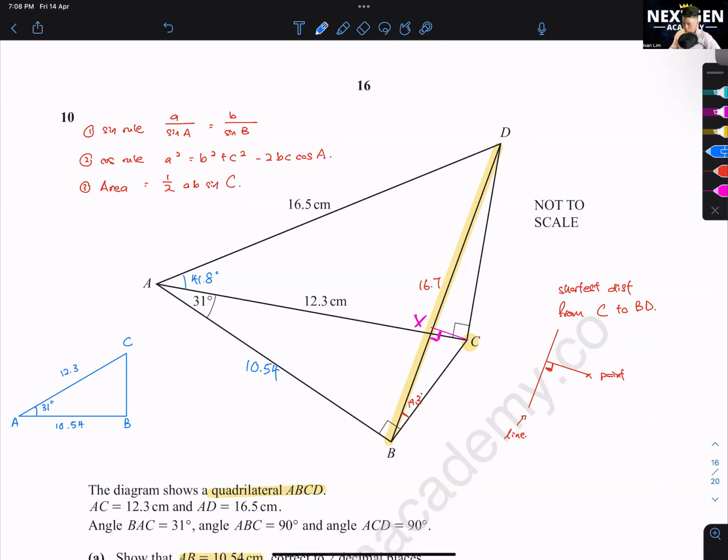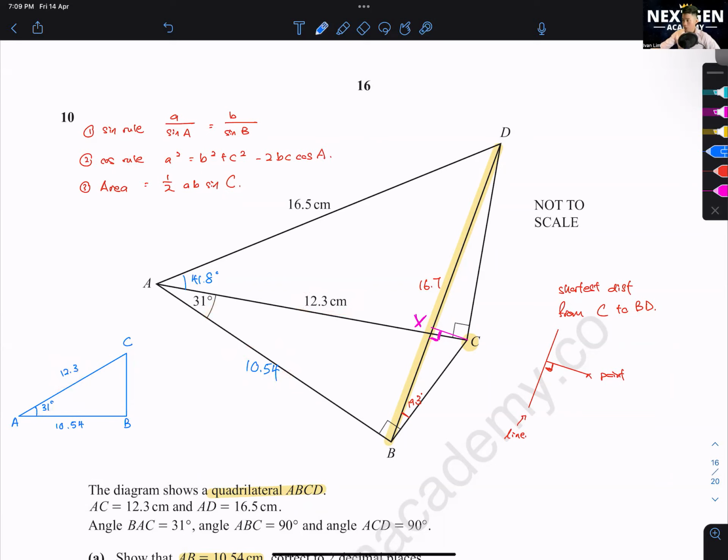We can either use Pythagoras or SOHCAHTOA, whichever that you want to use. I'm going to use opposite over hypotenuse. Reason why I play safe also, just in case, what if my 10.54 is wrong? I also don't know. So I will use opposite over hypotenuse, which is what is given to us here already. The angle also is given to us, right?